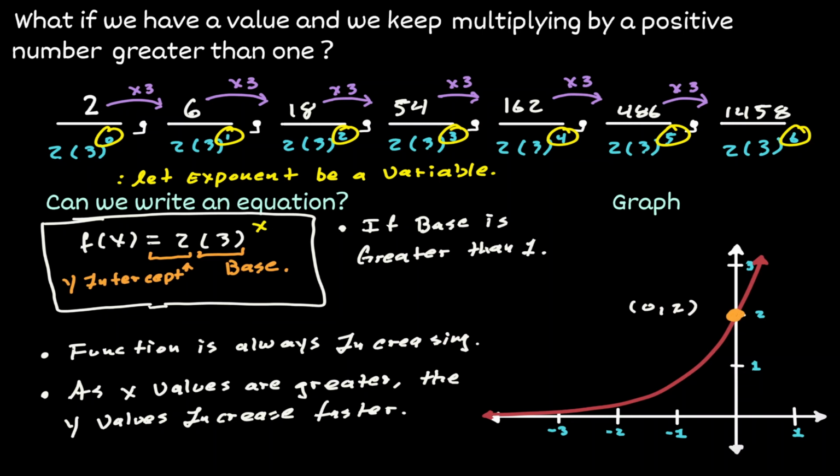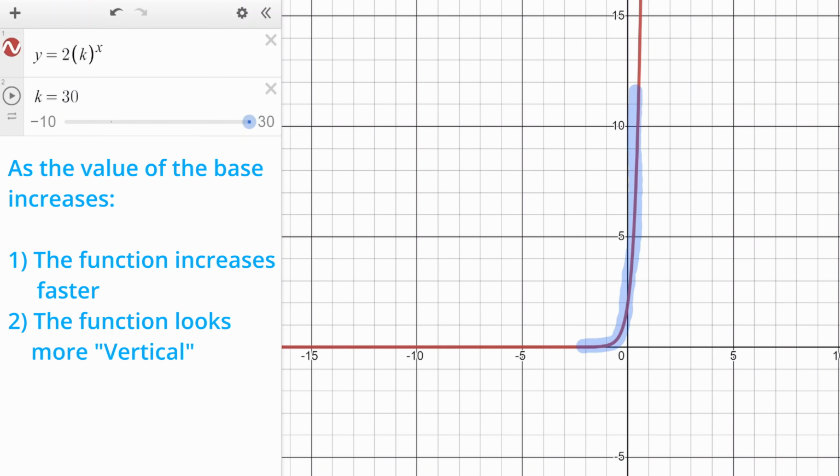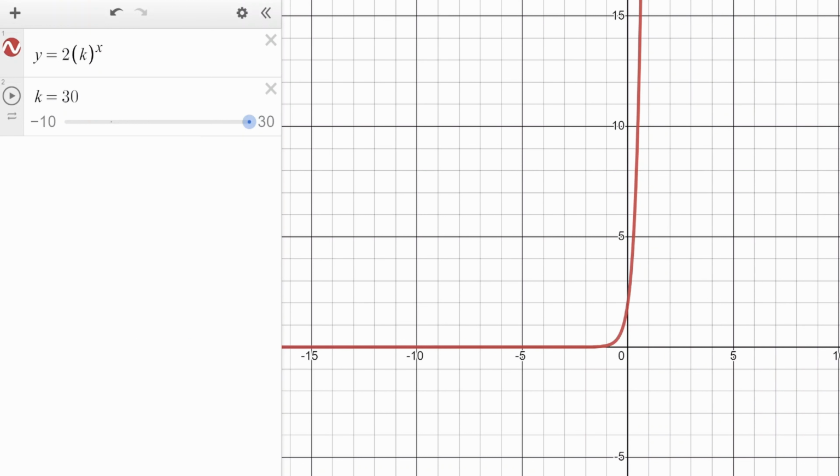So now let's go to the next graph and let's see what happens when we keep increasing the value of the base of this exponential. So here we have our function when our base was equivalent to 3. Now what happens to the shape of this function as the base is increasing in value? Notice that the function is increasing faster, and the right-hand side of this function is starting to look more like a vertical line.